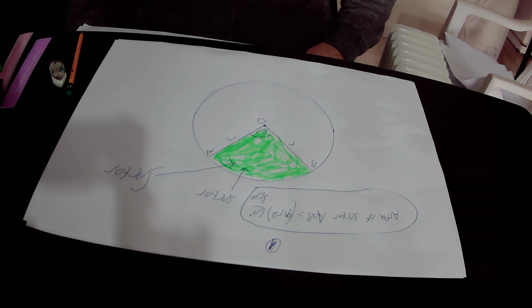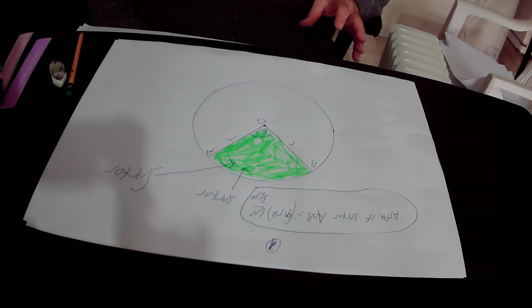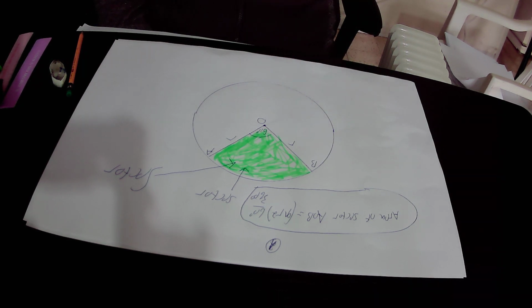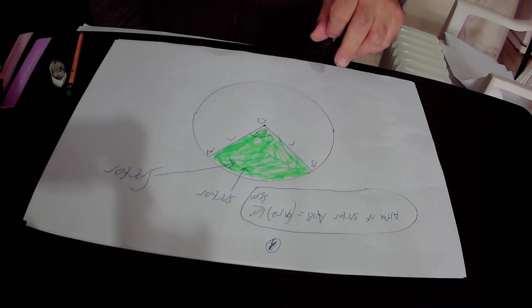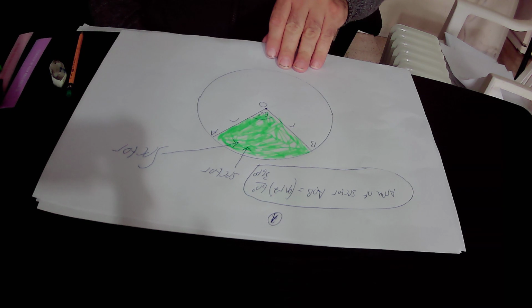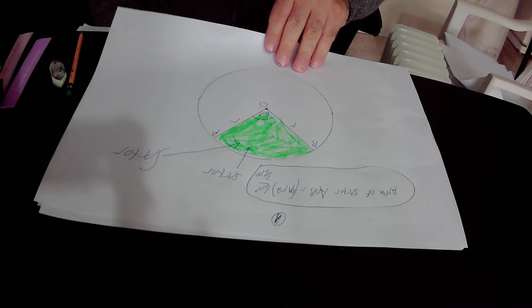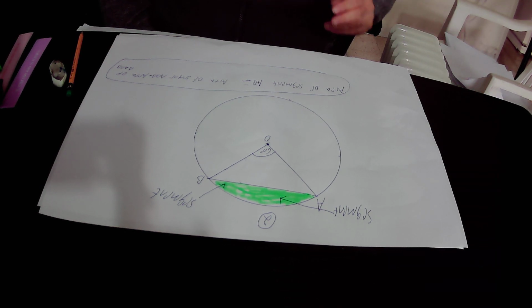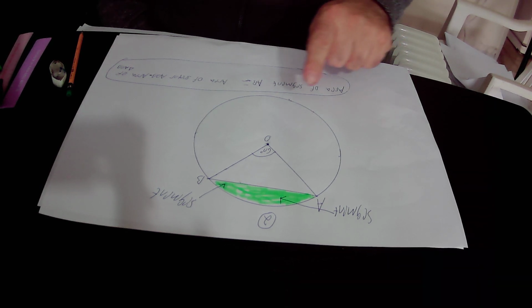Okay, so this is the definition of a sector. That is actually the area that is bounded between two radiuses and the arc that is included between those two radiuses. And the formula for the area is equal to pi r square times the angle between the two radiuses over 360 degrees. Okay, so this is the definition of a sector. And we also have another term that is segment.